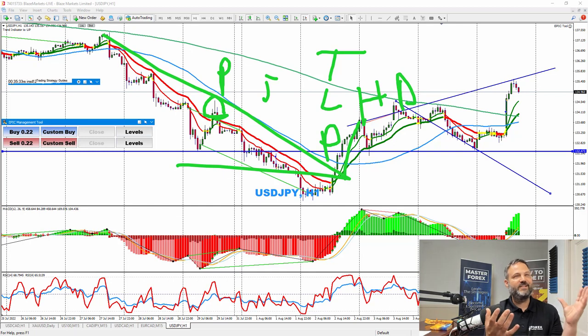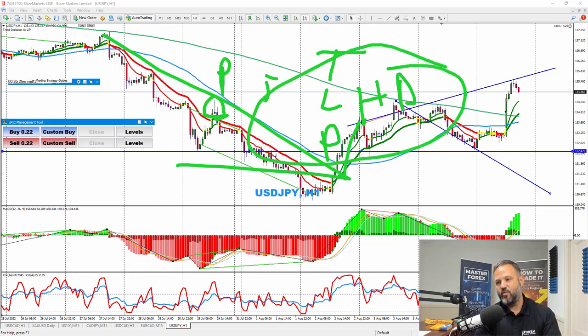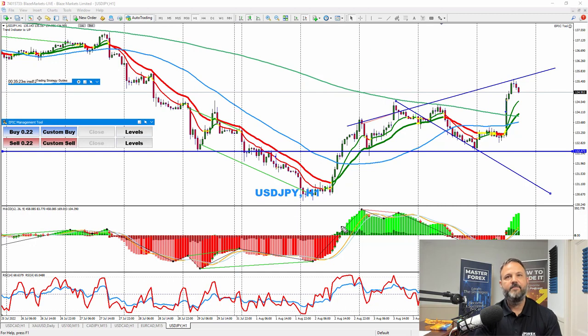I don't know if using these kind of symbols helps, but if you have T, L, H, D, P, T, L, H, D, P, you are on point, right? And that is primarily what I'm looking for to find the great morning star setup or the great evening star setup. And this is what I'm going to be trading in the prop-a-thon.